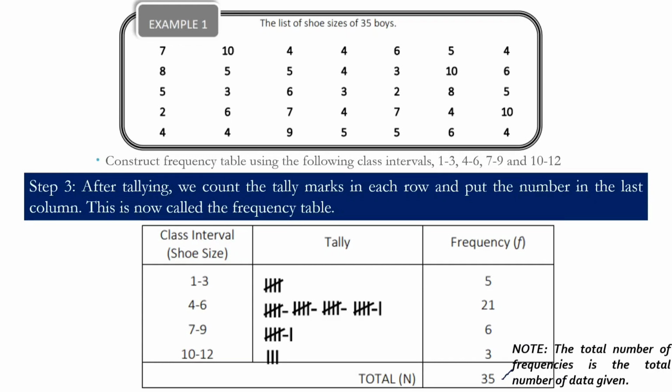Note, we have here a note that the total number of frequencies is the total number of data given. So 35. If for instance you are answering a problem or I asked you to construct a frequency table and the total does not sum up to the number of data, it means that you missed some data, or you did not include it in your tallying. So you have to recheck and construct your table.